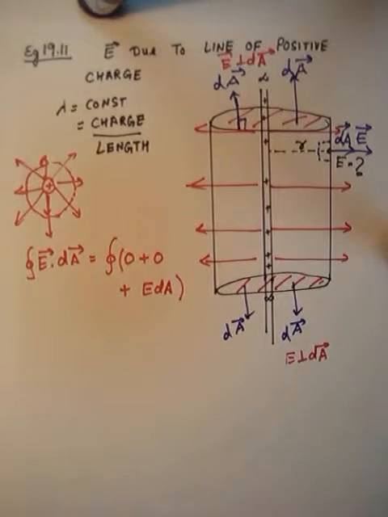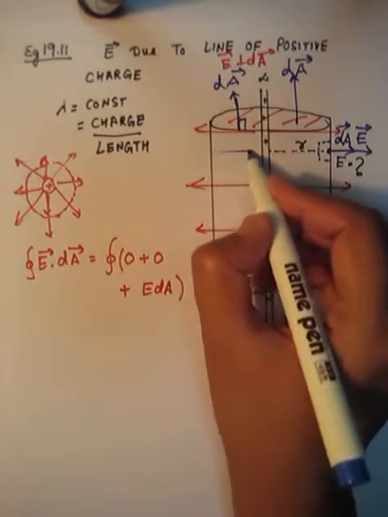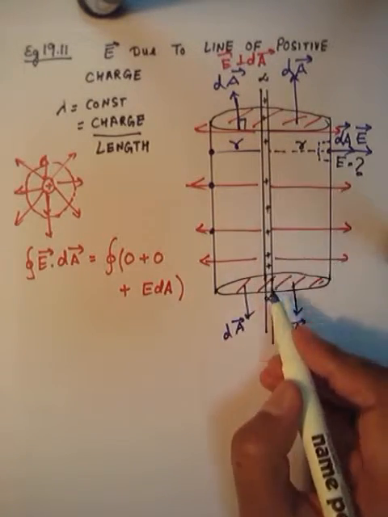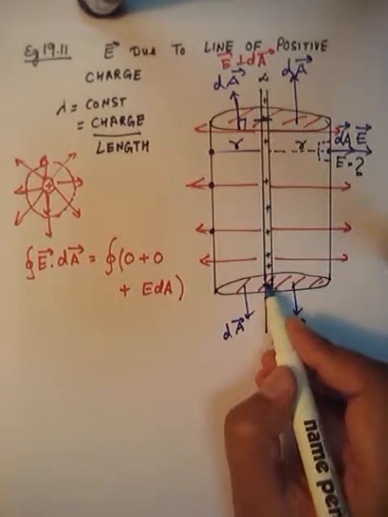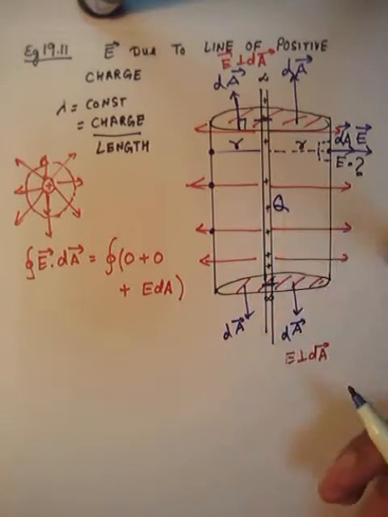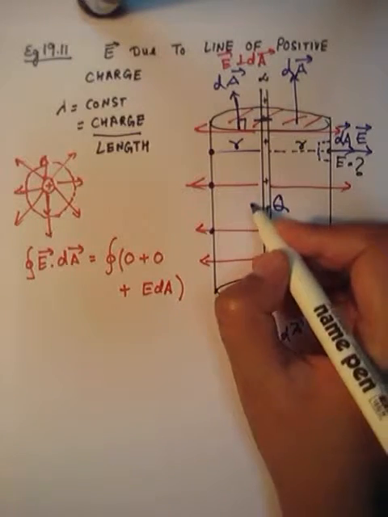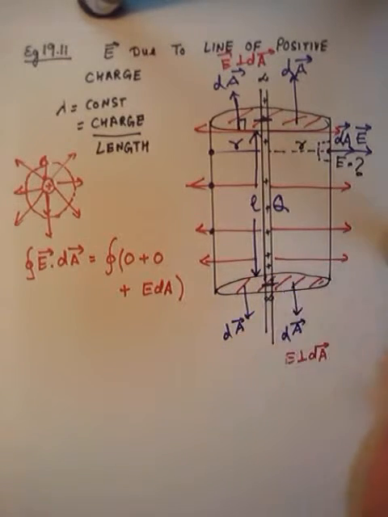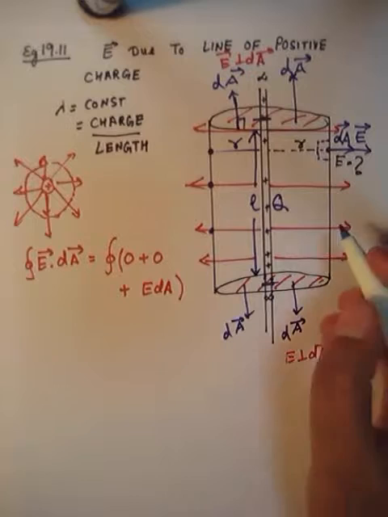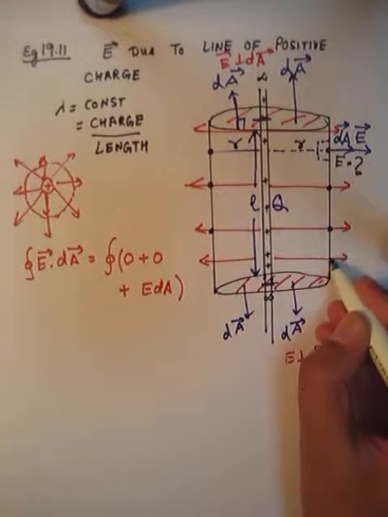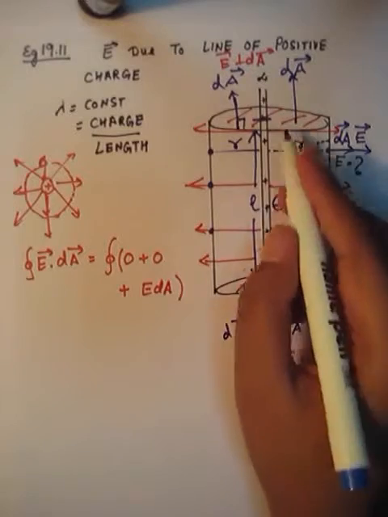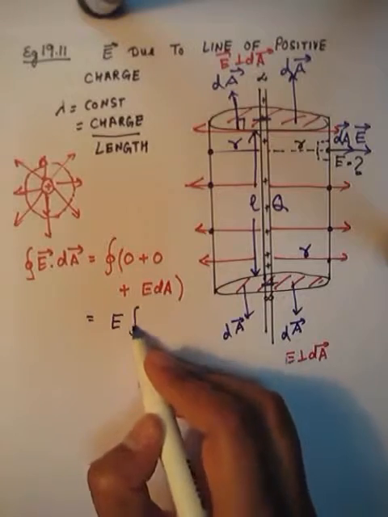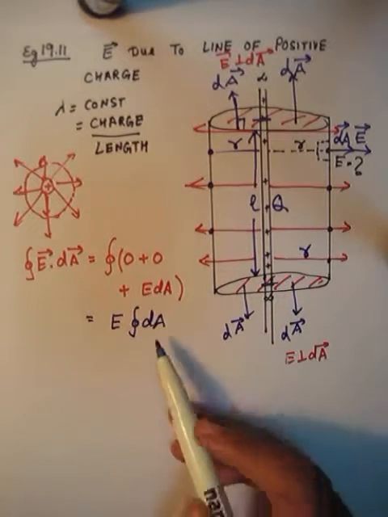Now by the same logic, this r is a constant, so the electric field at each of these points is constant, because the charge is constant. Suppose the charge from here to here is capital Q, and the length of the wire is L. So the electric field will be constant at these points because r is constant and the charge inside is constant. So in this integral we can take the electric field outside.